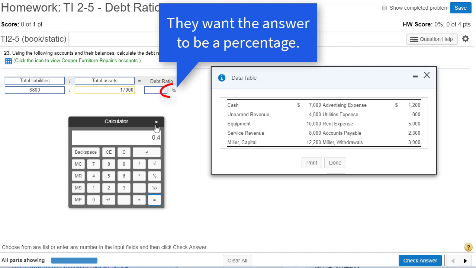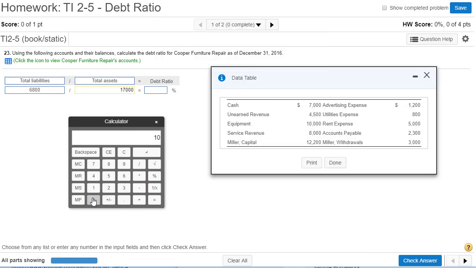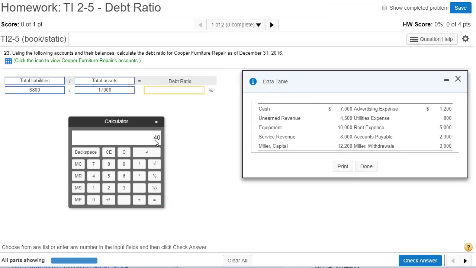Now notice they want this answer in a percentage form, but it's already in a decimal form. So to convert this decimal, 0.4, to a percentage, you either move the decimal place 2 places to the right or just multiply by 100. So that gives us a debt ratio of 40%.